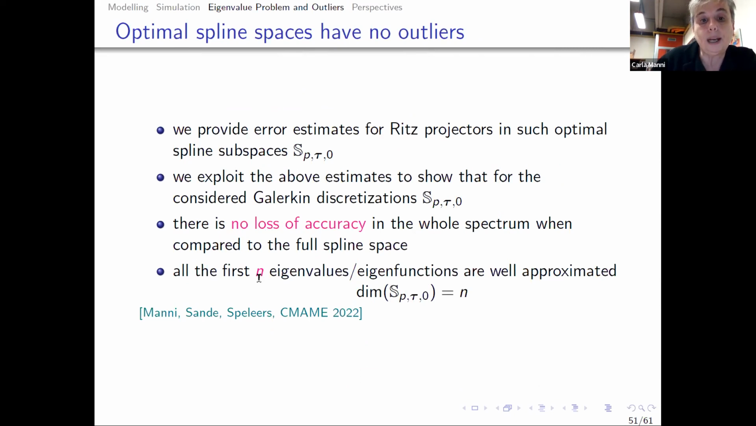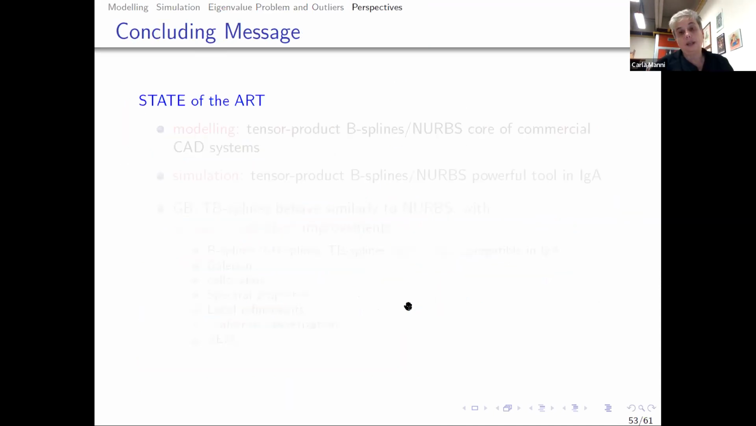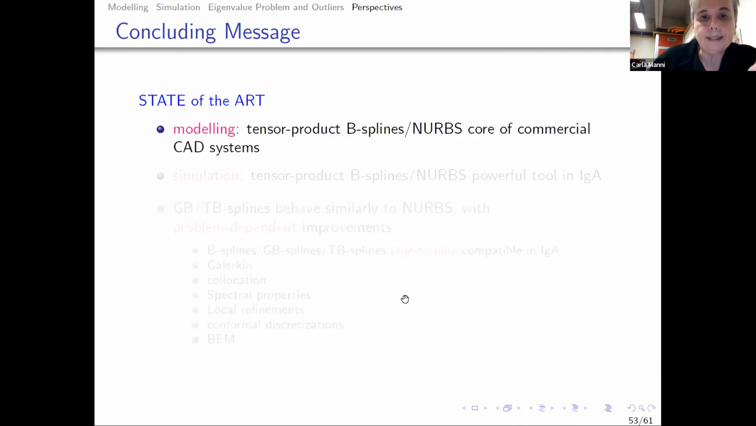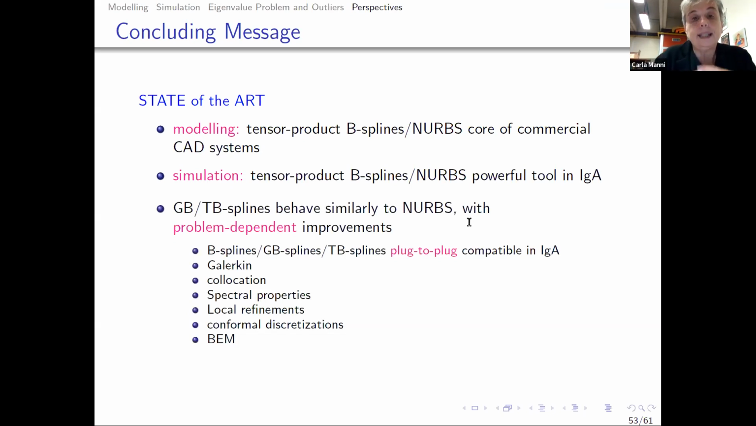Thanks to this result, we can prove some error estimates for the Ritz projector in these optimal subspaces. And thanks to this, we can prove that there is no loss of accuracy in the whole spectrum. All the first eigenvalues and eigenfunctions are well approximated when we discretize in an optimal spline space of dimension n, so the same dimension as the number of eigenvalues which are well approximated, meaning that we don't have any outliers anymore. And this is the situation.